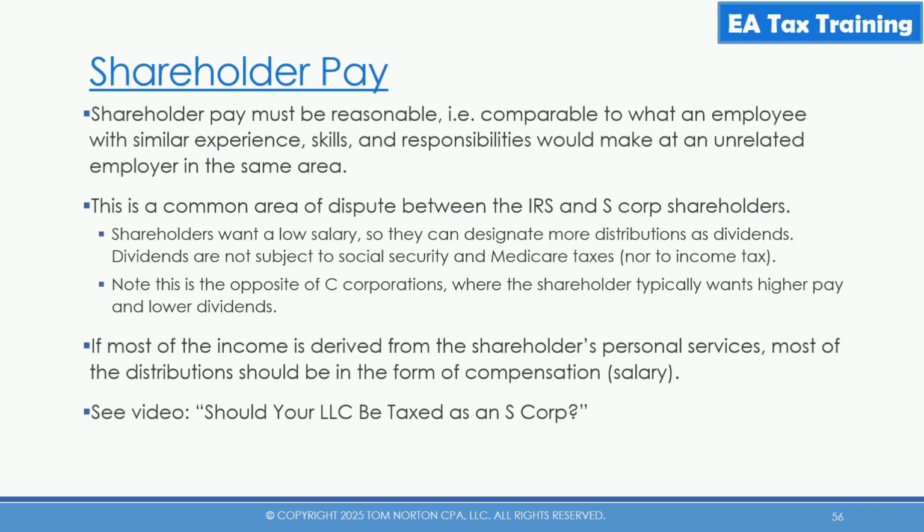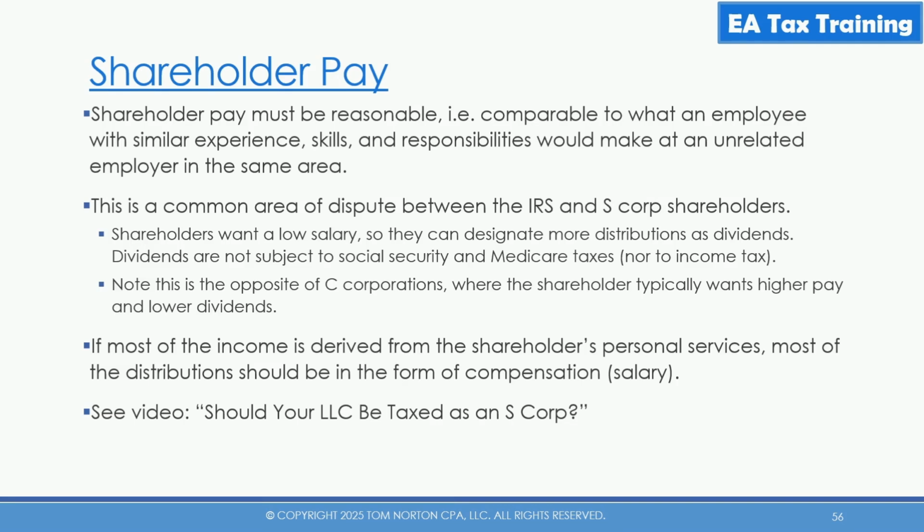Remember, with a C corporation, the argument was kind of the opposite. With a C corporation, the shareholder wants to take a large salary because even though they have to pay Social Security and Medicare tax on it, if they were to take a dividend instead of salary, that dividend is taxable income to the shareholder and it is not deductible by the corporation. If the C corporation shareholder takes a large salary, yes, it is still taxable to them.